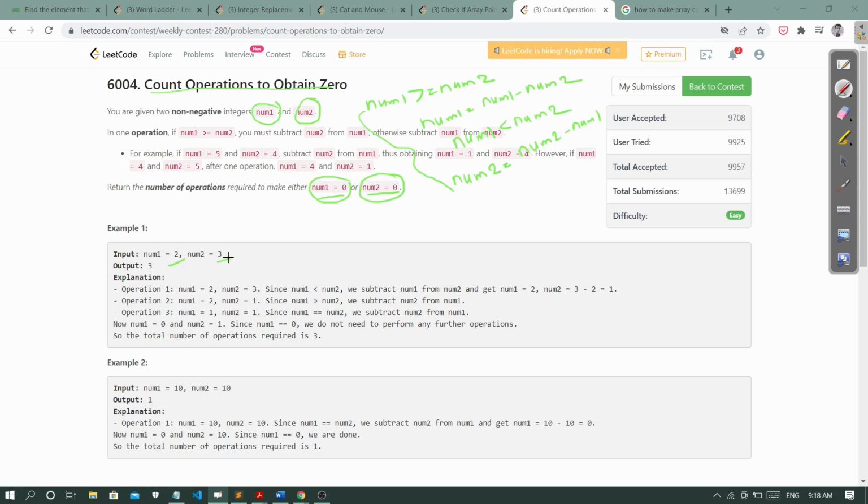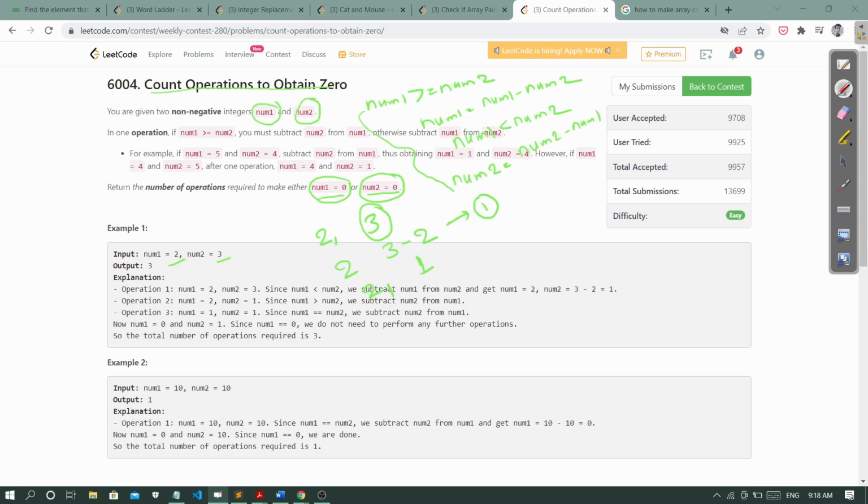Let's see this example. In this example, we are given two numbers, 2 and 3. In this case, 3 is greater than 2. If 3 is greater than 2, then subtract num1 from it. So now our numbers are 2 and 1. So the step required here is one step.